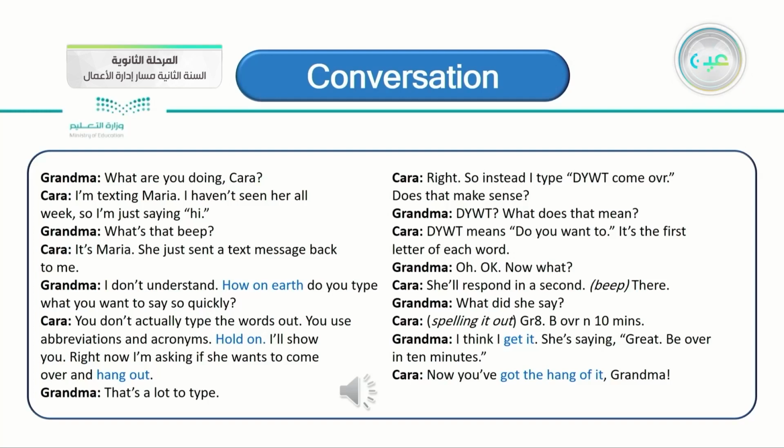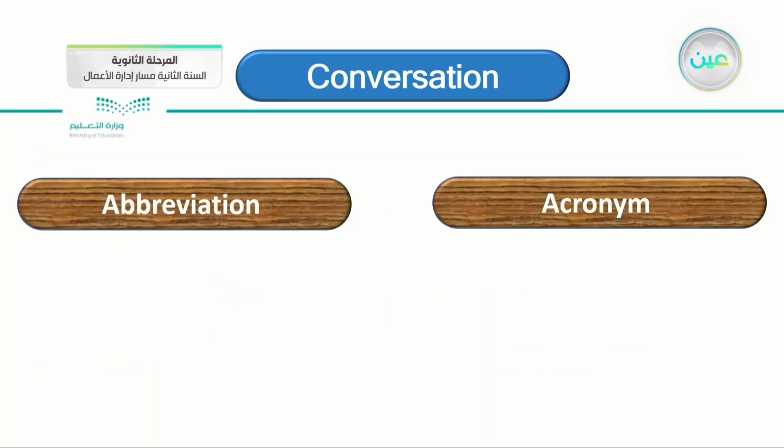DYWT, go to the restaurant. DYWT, to meet. Do you want to meet? Do you want to go? Do you use these acronyms with your friends? Do you use acronyms and abbreviations when you're chatting, texting with your friends? Do you use them a lot? So you have to ask yourself these questions.